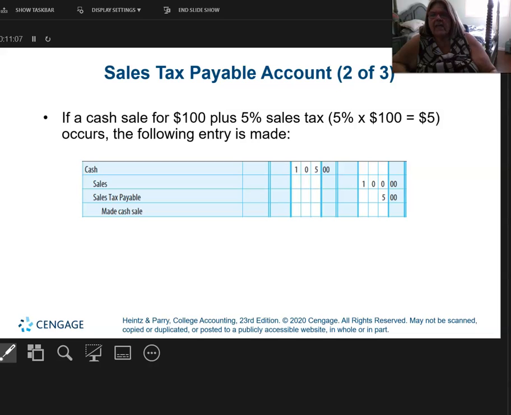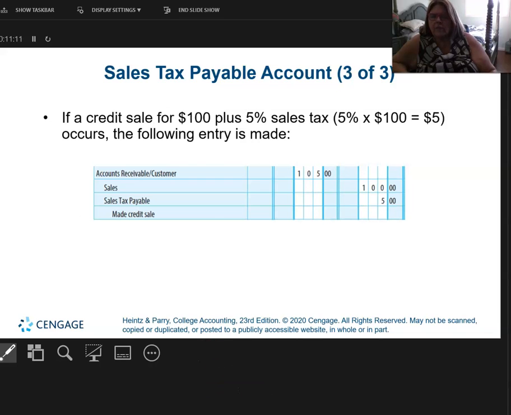Now, this is for cash. When I sell on account, here's what it looks like. So I'm going to charge my customer $105, but still the sales is credited for $100 and the sales tax payable is credited for $5. So this is how you journalize sales tax.